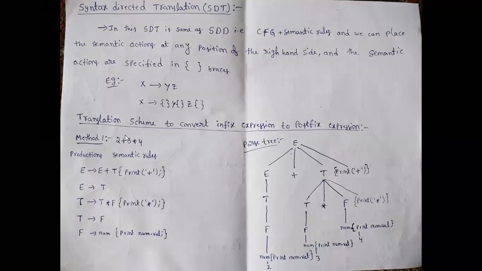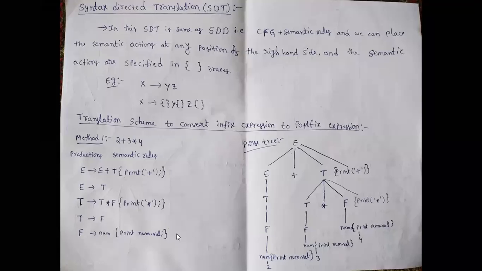So we are having 2 star 3 plus 4. Then only we are considering this production. Here the expression is 2 plus 3 star 4. Then only we need to expand T produces T star F. Then we write just T produces F. So T produces F and F produces num. And what is the semantic rule? F produces num, so print num dot value.